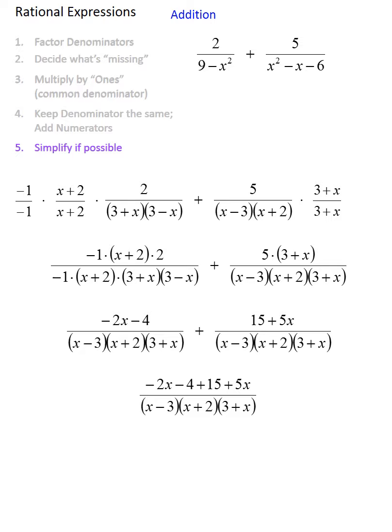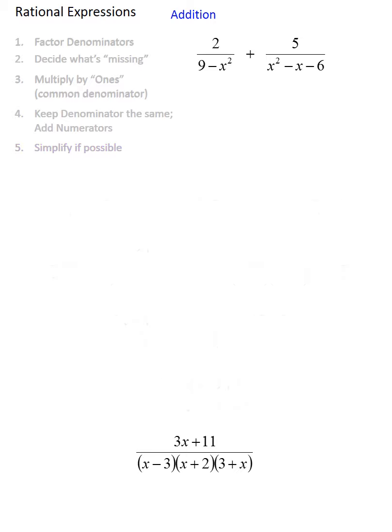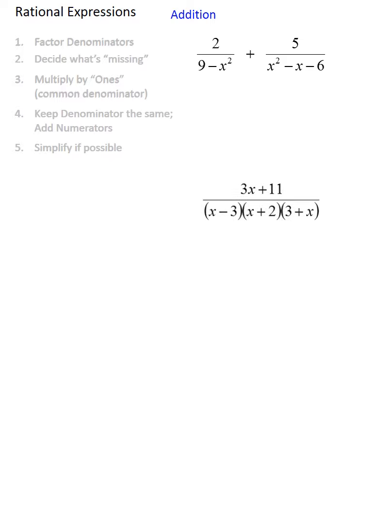Well, you'll notice in the numerator there are some simplifiable components in that I can combine like terms. Combining like terms gives me this, and that is the final answer to this problem.